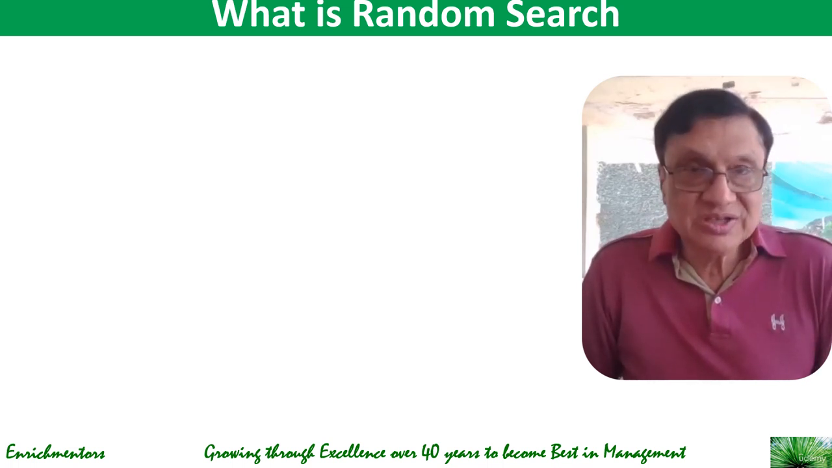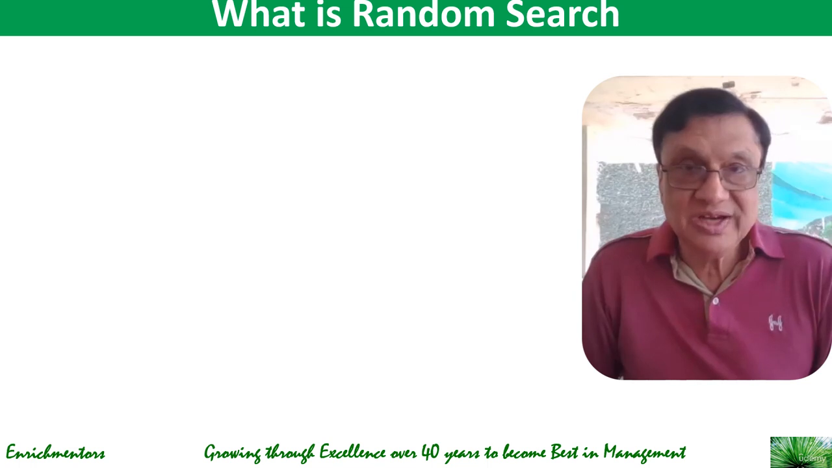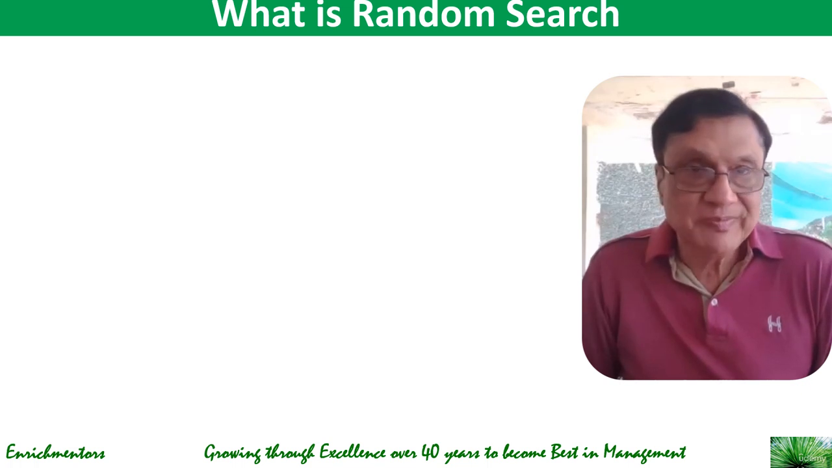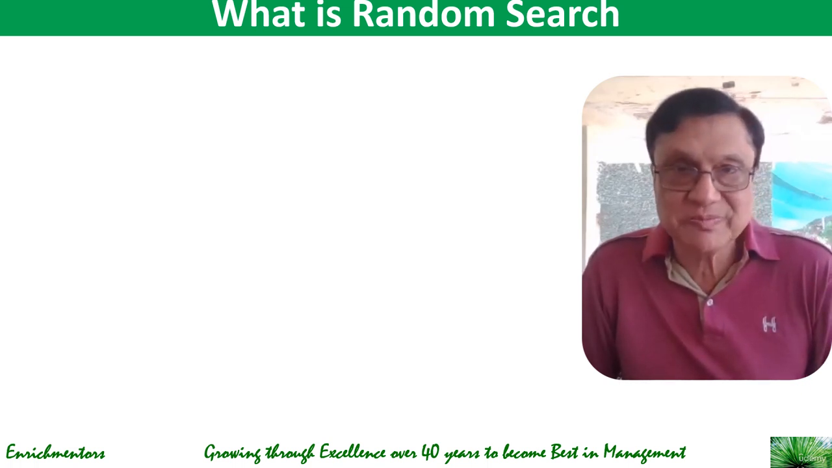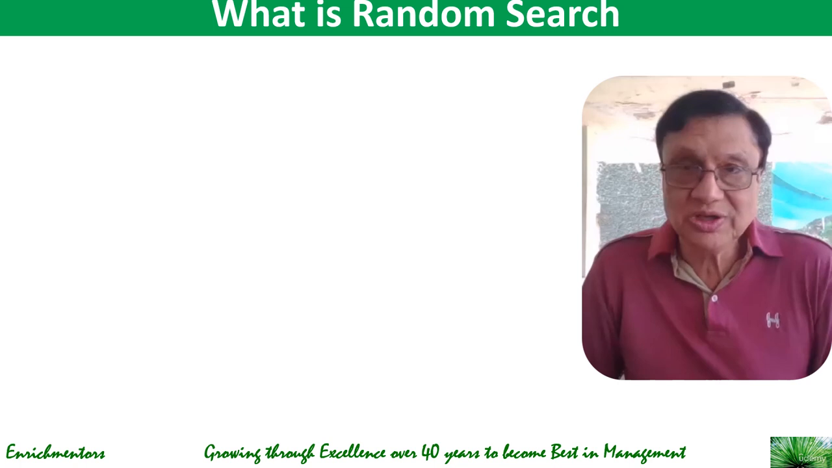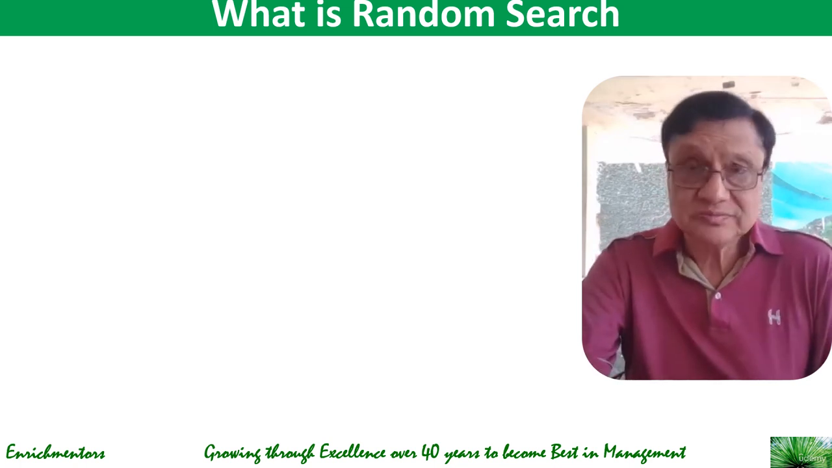But unlike grid search, which systematically evaluates all possible combinations of hyperparameters within a predefined grid, random search randomly samples hyperparameter values from specified distributions and evaluates the performance. Now, how does this random search work? Let's take a look at that.